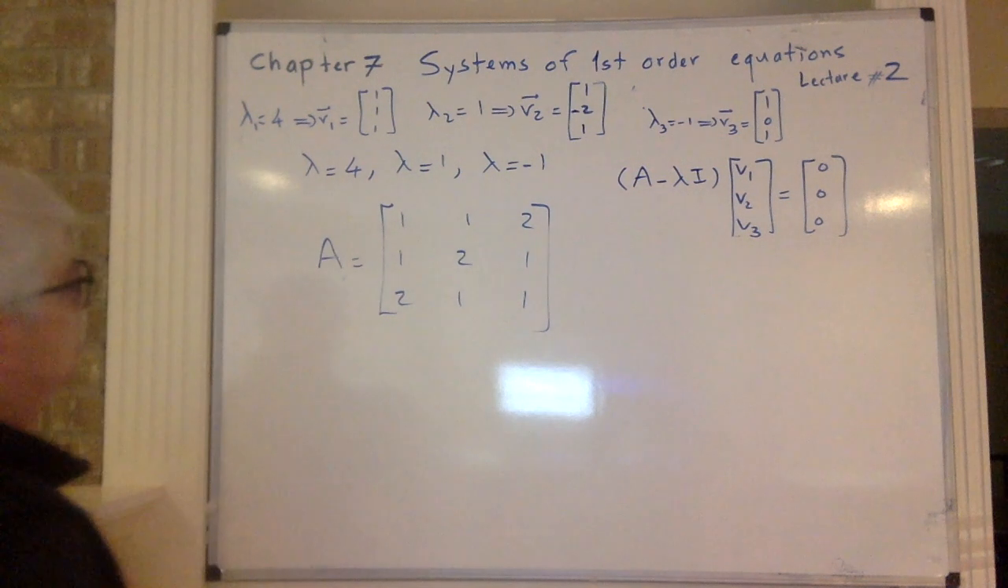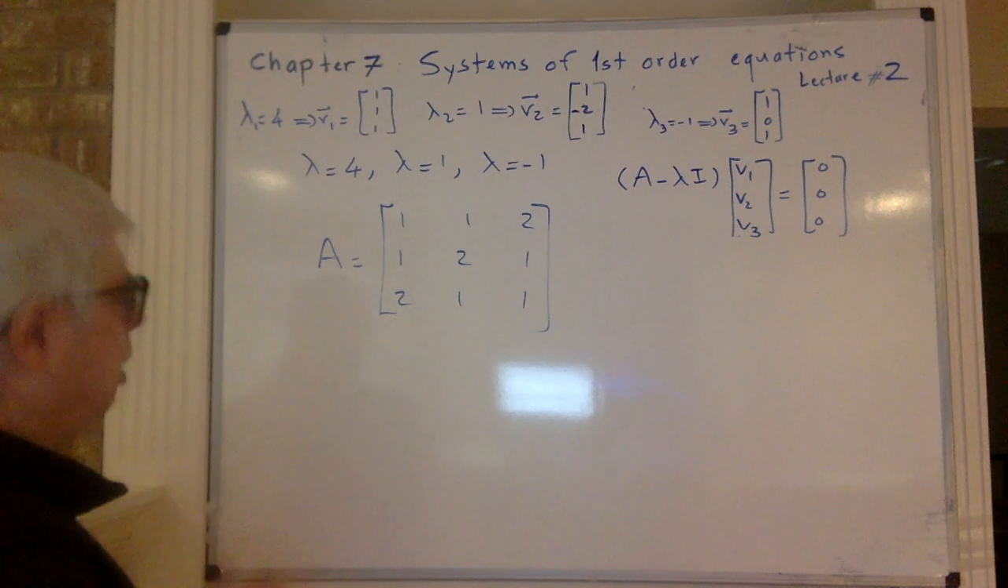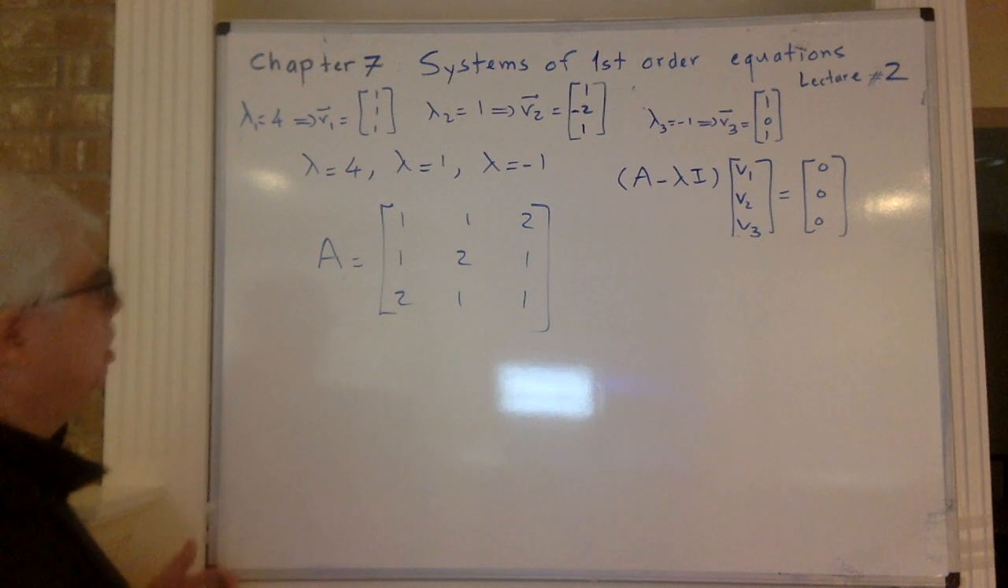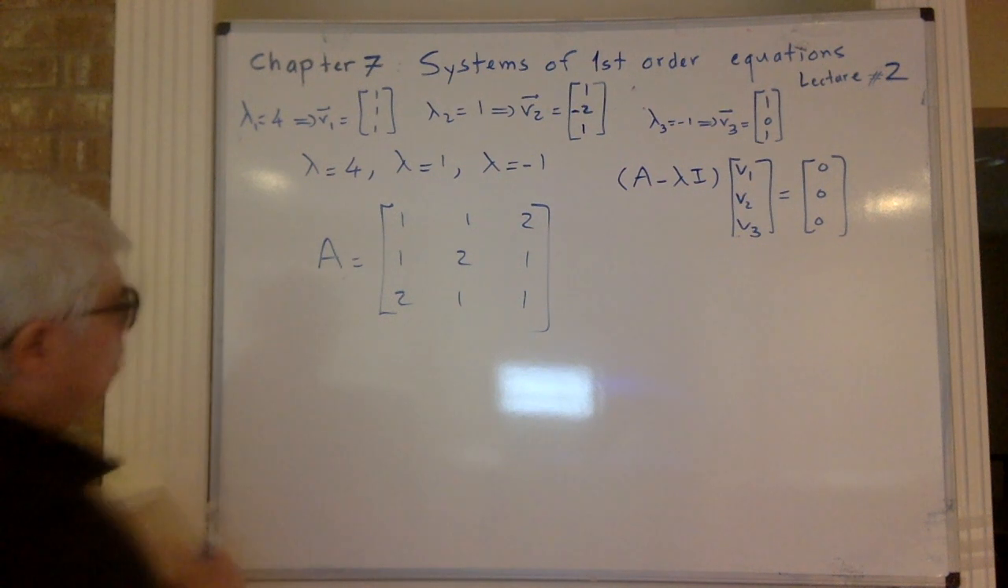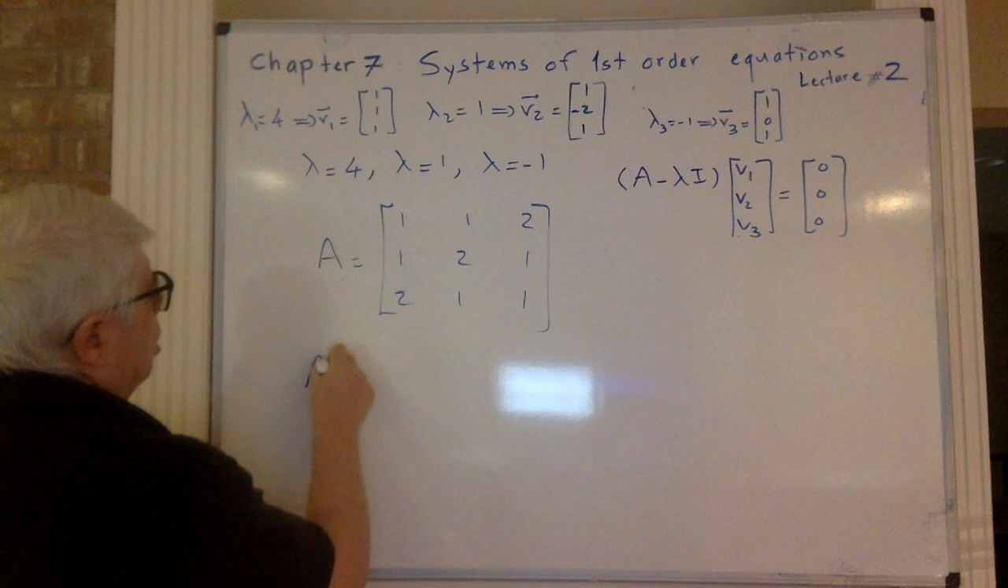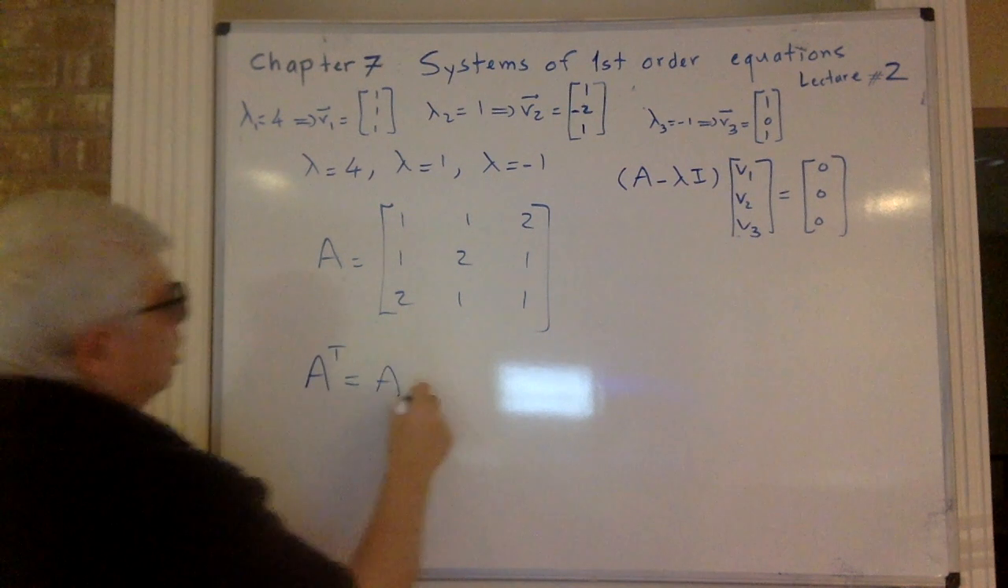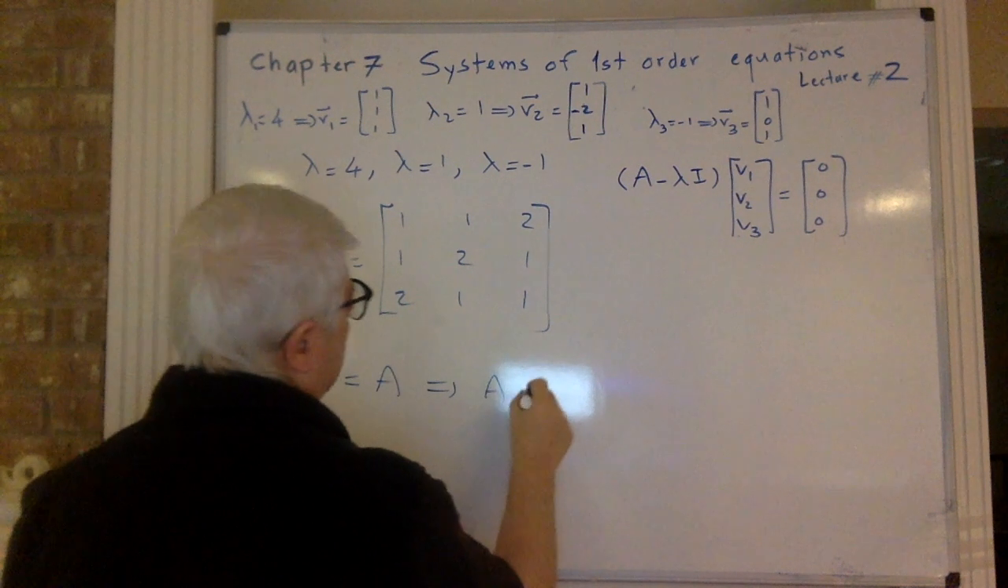Well, we saw two things here. Well, one of them, which I mentioned, I guess, last time, that this matrix is symmetric. A transpose is A. Just look. That is A is symmetric.